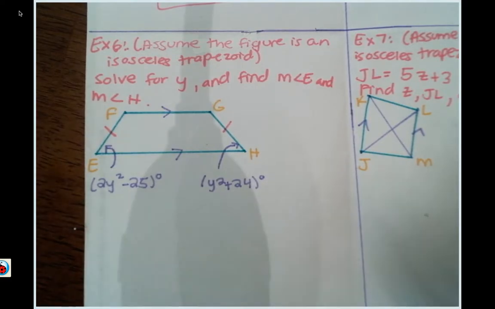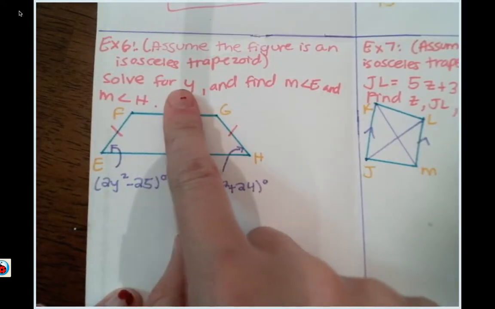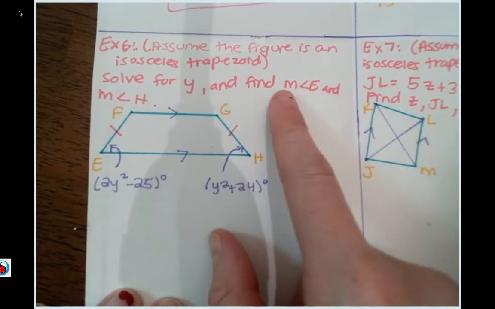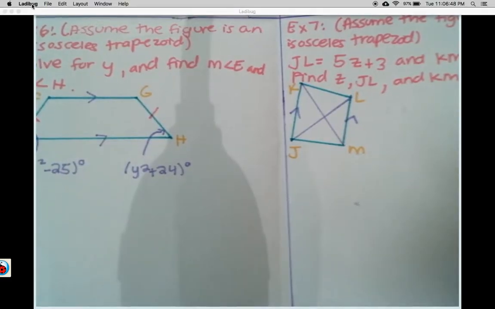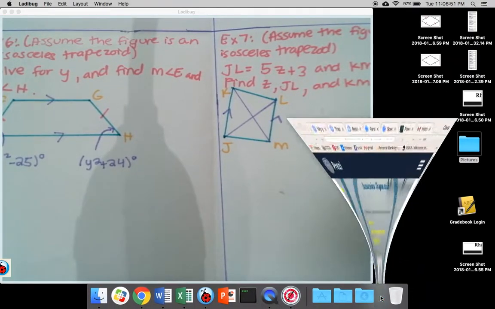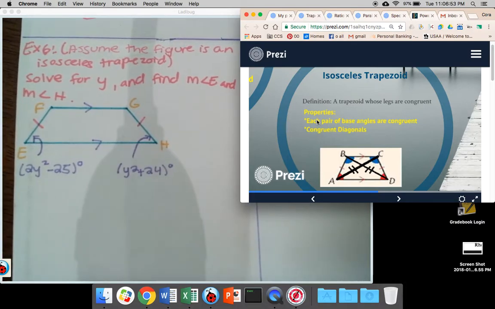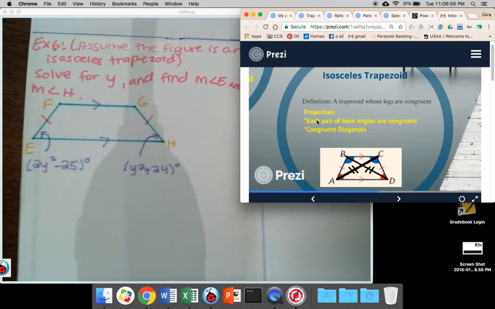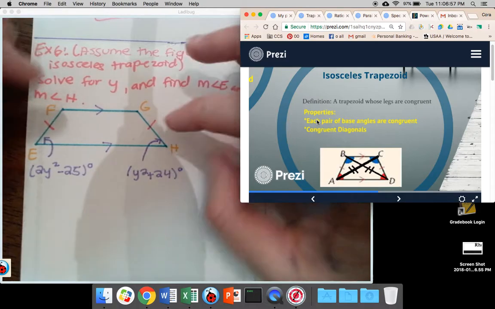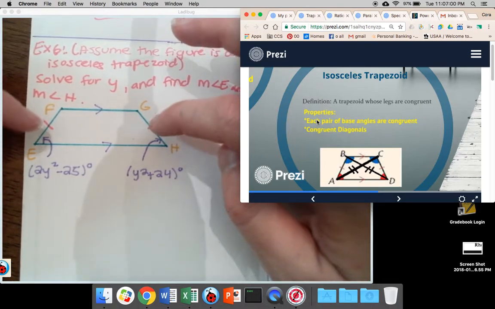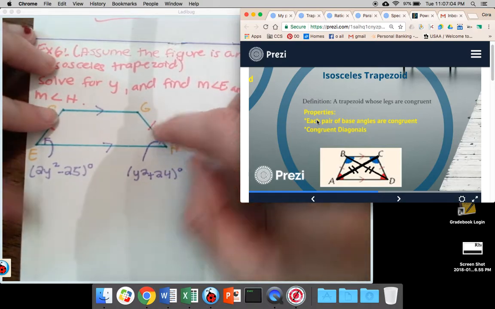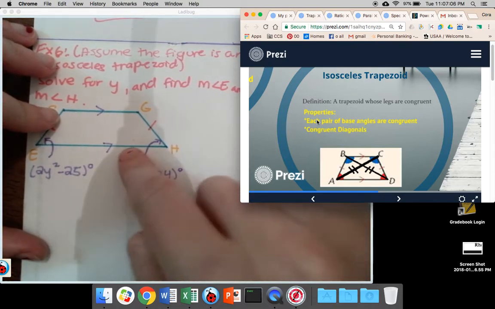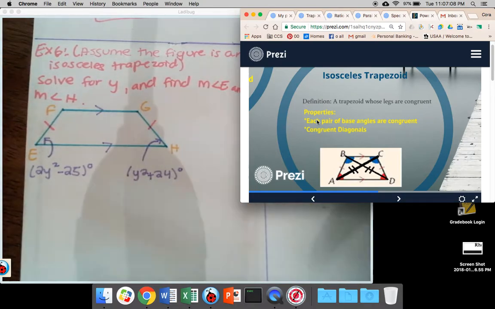So we now need to solve for y and find the measure of angle E and the measure of angle H. So I'm going to pull out those nifty isosceles trapezoid properties to see if any of these will help us to solve. So in the problem, I'm given information about the same kind of base angles. Both of these angles are on the same base, the bottom base. So maybe something about base angles will help me solve.